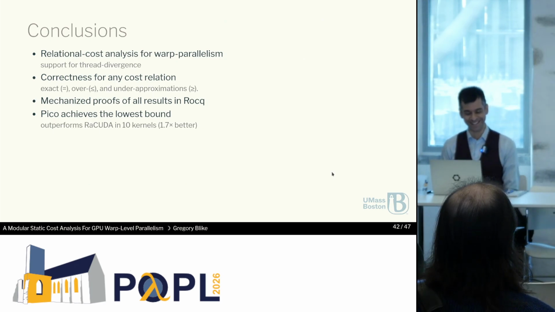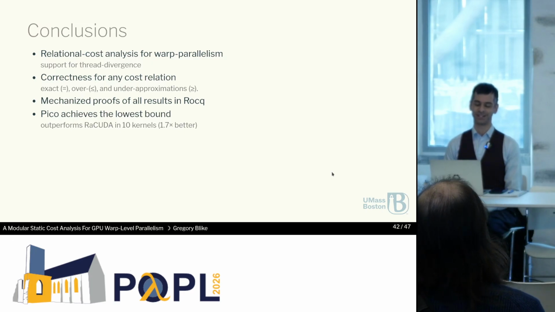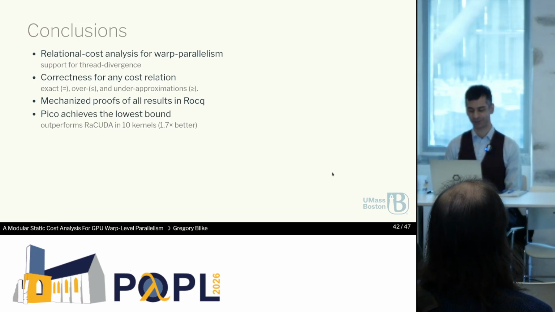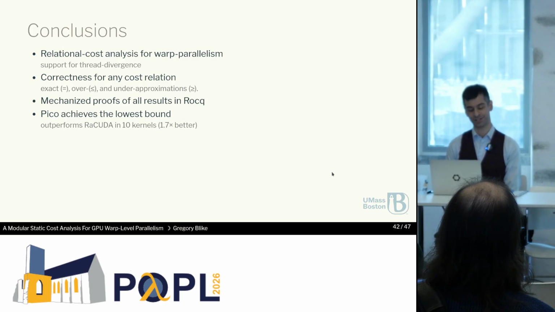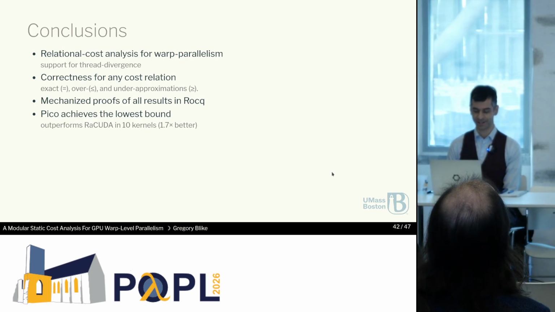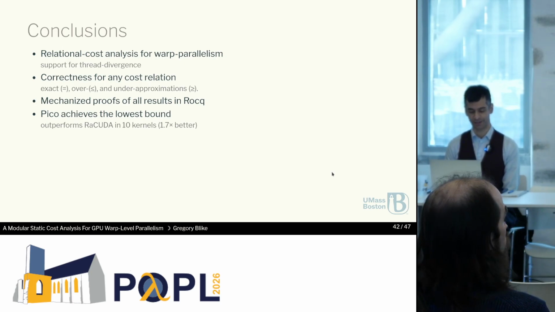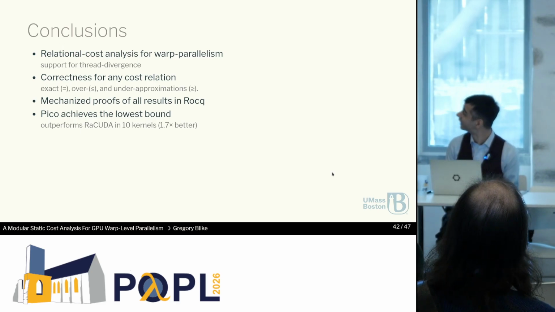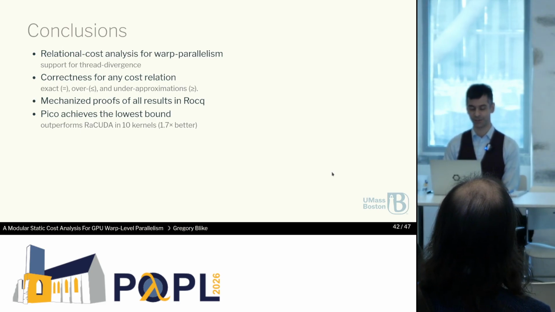So in conclusion, we developed a relational cost analysis for warp-level parallelism, and with that, support for thread divergence, which is the major contribution. We have correctness for exact, over and under approximations. We mechanized all these proof results in Rocq, and Pico achieves the lowest bound in all of those evaluated kernels, 1.7 times better on average.